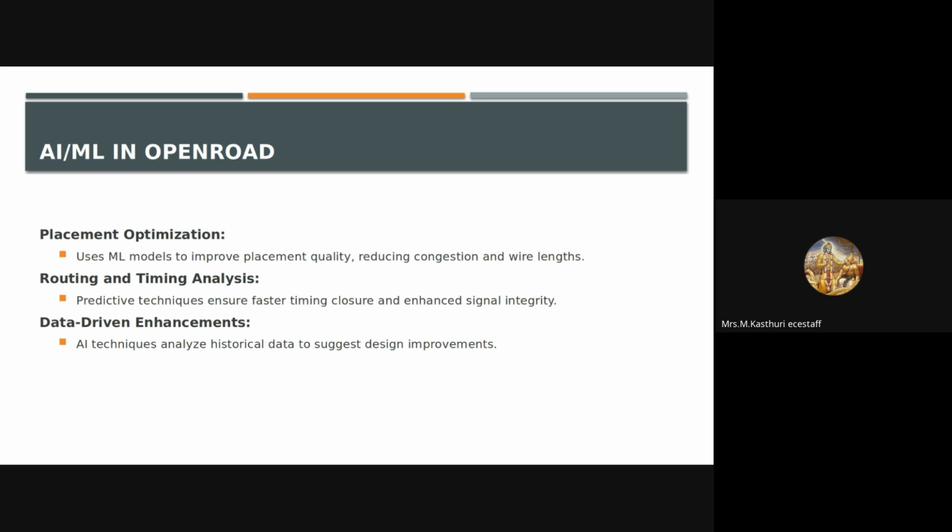It uses data-driven techniques to analyze the patterns and trends from past designs, to make informed decisions about design improvements. By analyzing historical design data, OpenROAD can suggest design modifications that could enhance performance optimization and reduce area, thereby providing valuable insights throughout the design cycle.